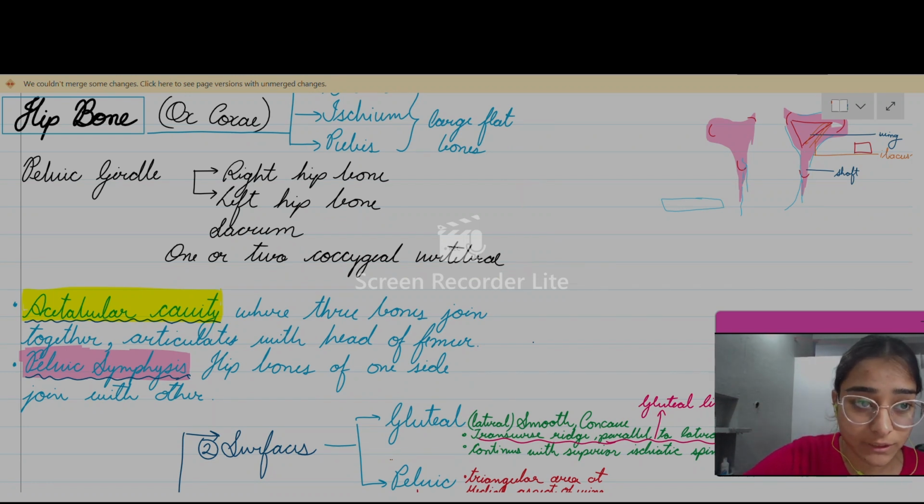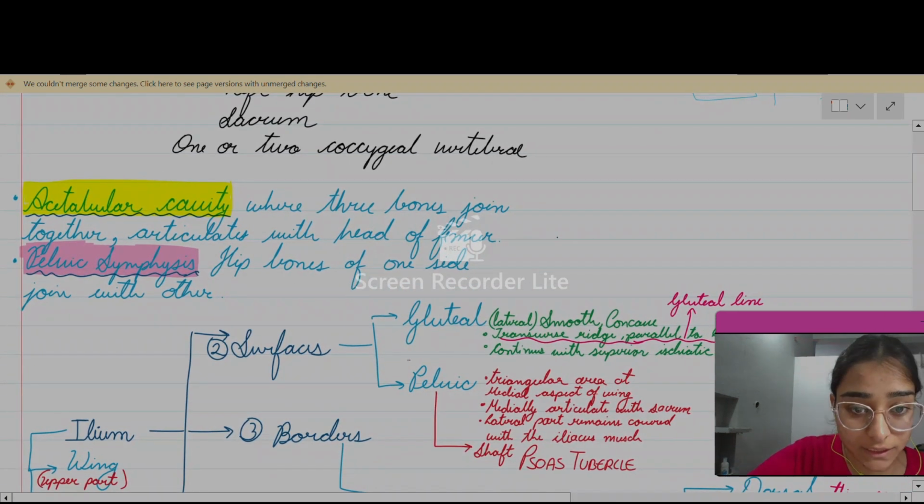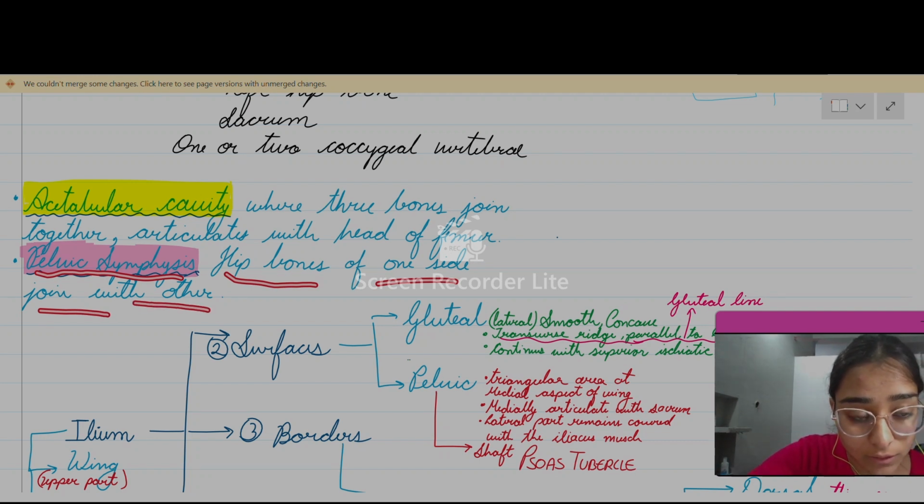Acetabular cavity. Acetabular cavity is the cavity where 3 bones join together and it articulates with the head of femur. Pelvic symphysis, what is it? Hip bone of one side joins with the hip bone of the other side.